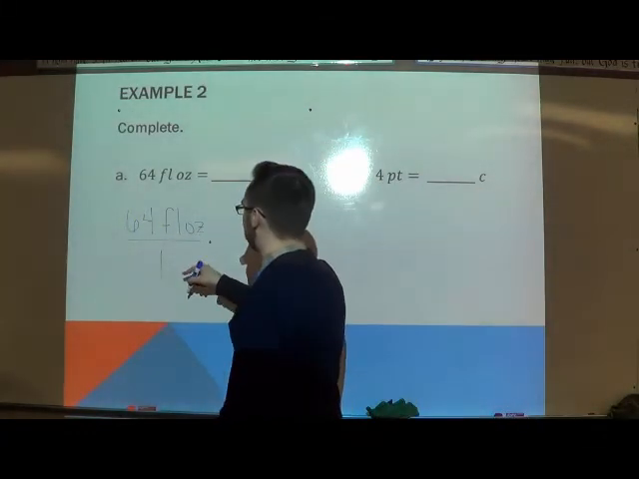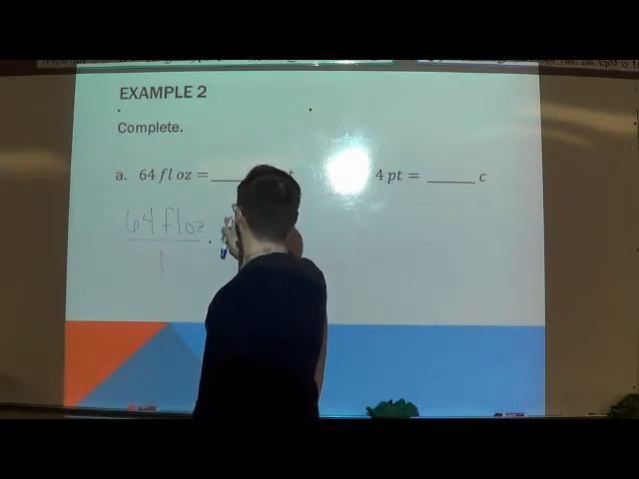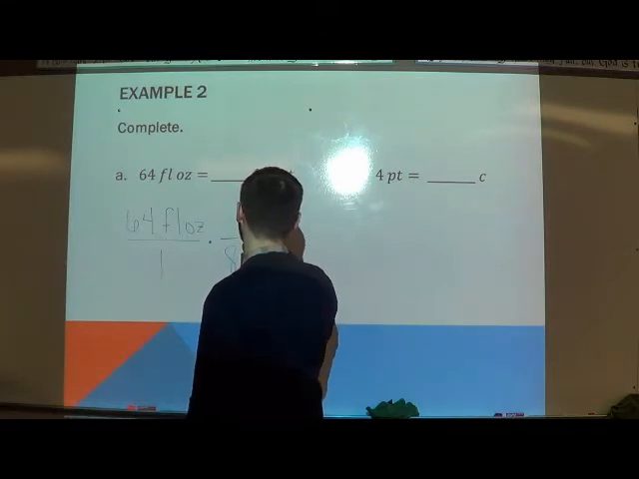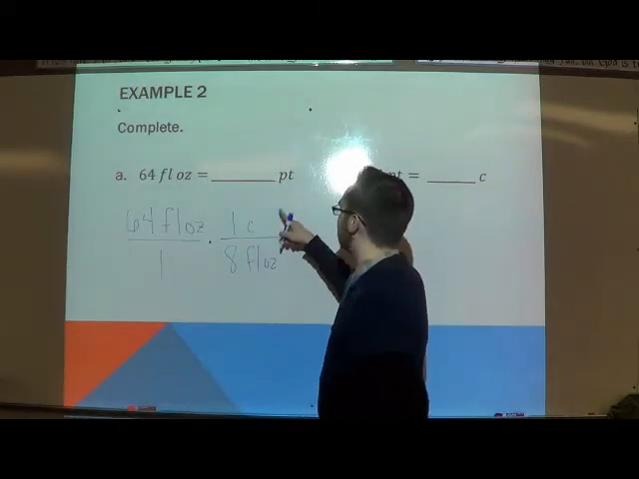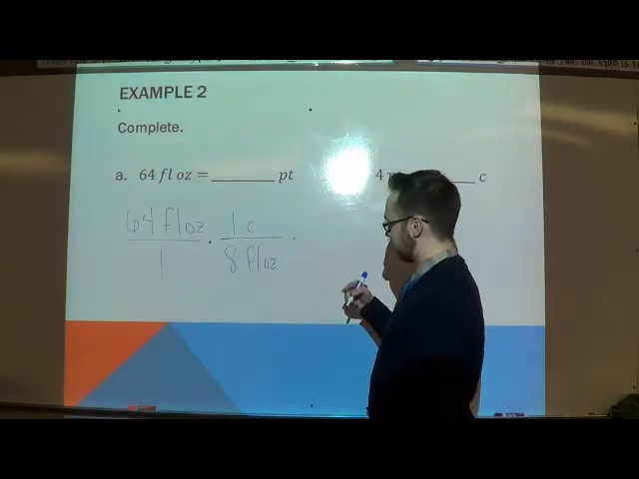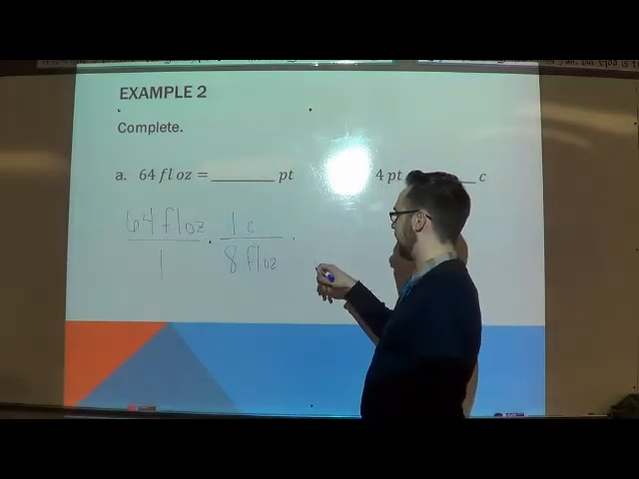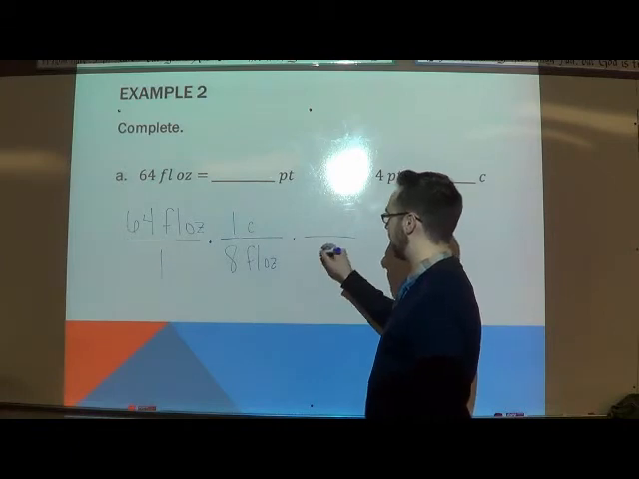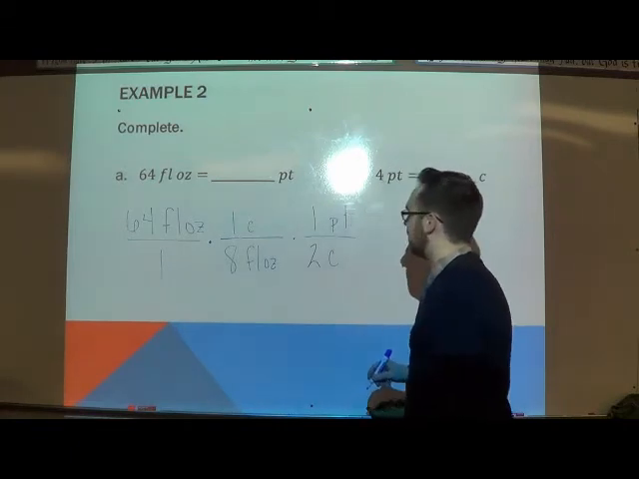So we're going to do 64 fluid ounces, and there are 8 fluid ounces in 1 cup. We'll use this C, just 1 cup. However, I don't want to go to cups, I want to go to pints. So I have to do this again. Now, here we have, again, cups are on the top. I want to get it on the bottom. How many cups are in a pint? There are 2 cups in 1 pint.